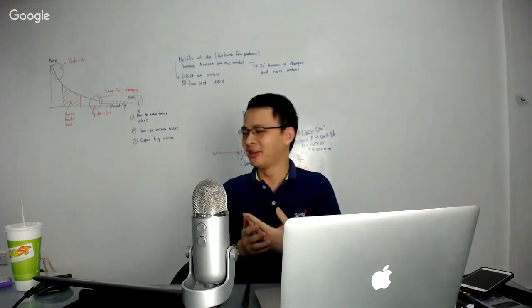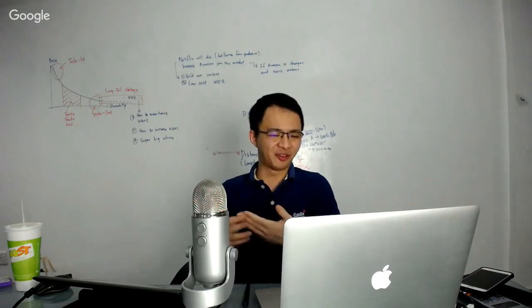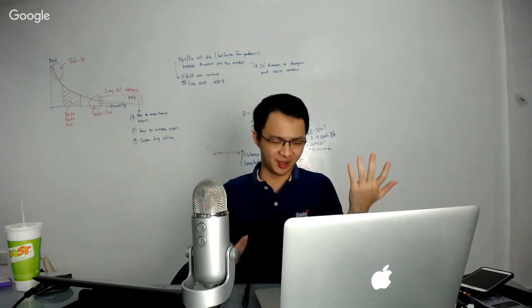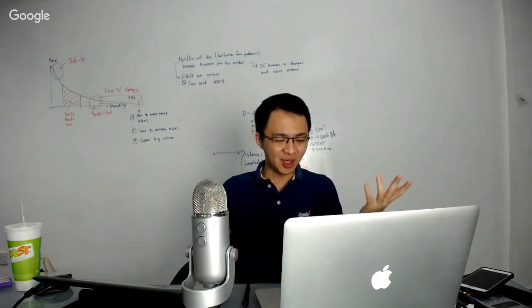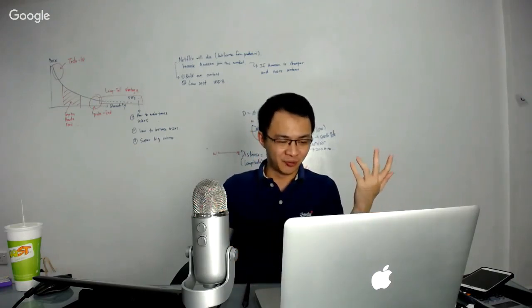Because in paper 1, each question is like 3 to 4 marks only. They give you 25 questions. But for paper 2, they only give you 10 questions like that. Each question is about 10 marks. So you should focus more on paper 2.